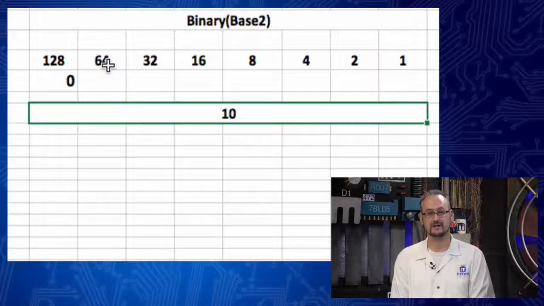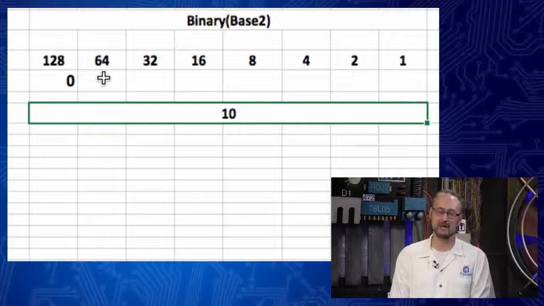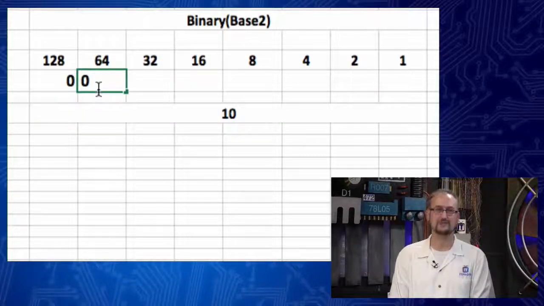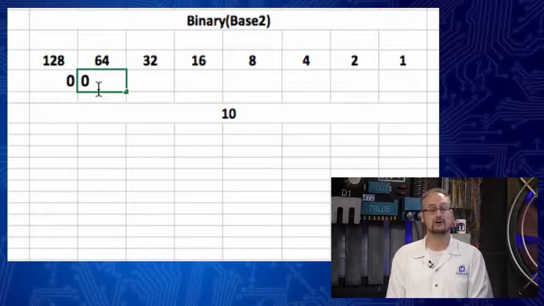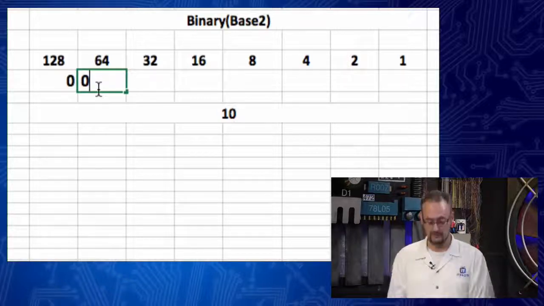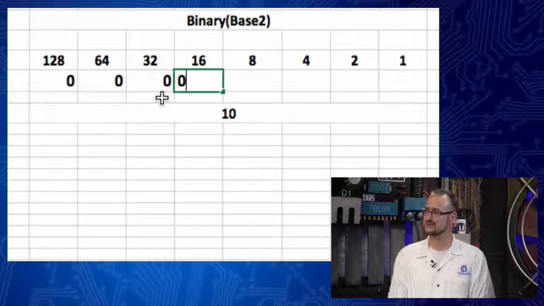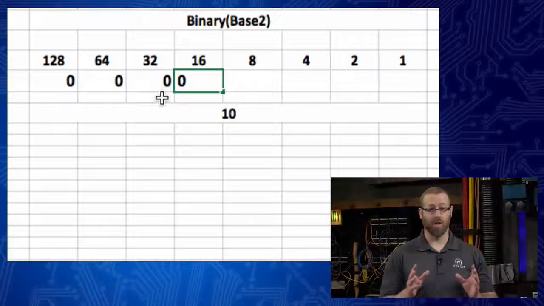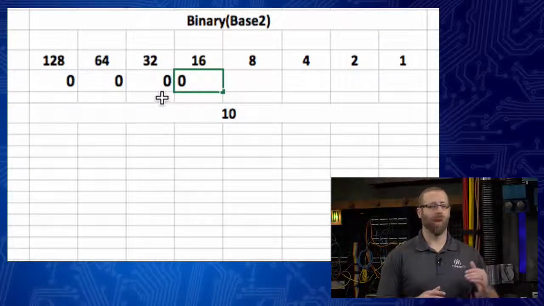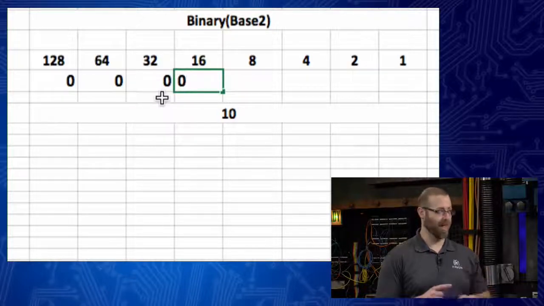Then I move to the next place value. I can't subtract 64 from 10, so you'll see there's a repetition here. I can't use this place value either, so we turn that bit within the octet to a 0. Notice I can't use 32. Notice I can't use 16. The important thing is that you understand you're trying to subtract 128 from 10, not 10 from 128.